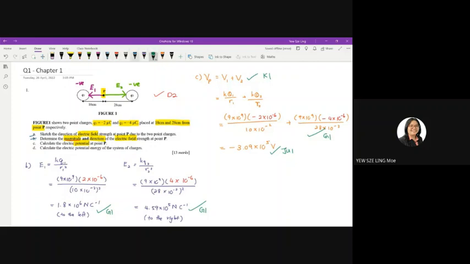Now, question D. Question D is asking for potential energy. It is asking for potential energy, means that the question is asking for U.